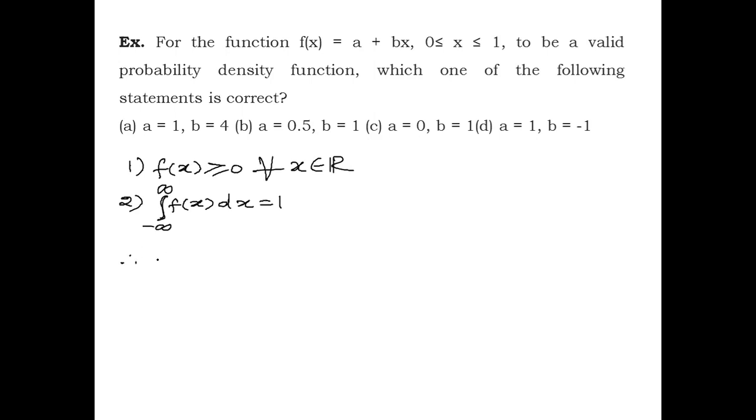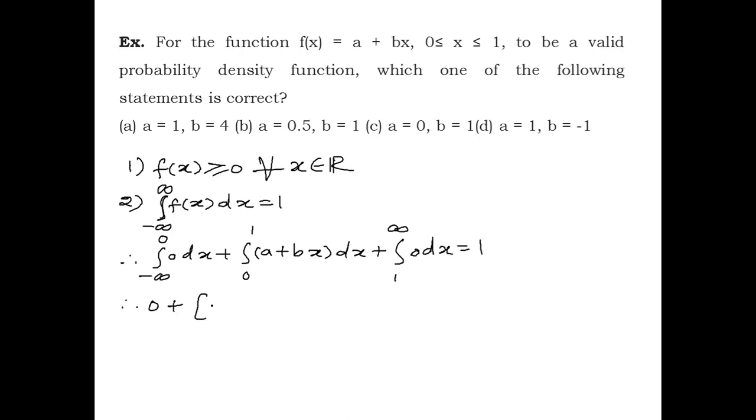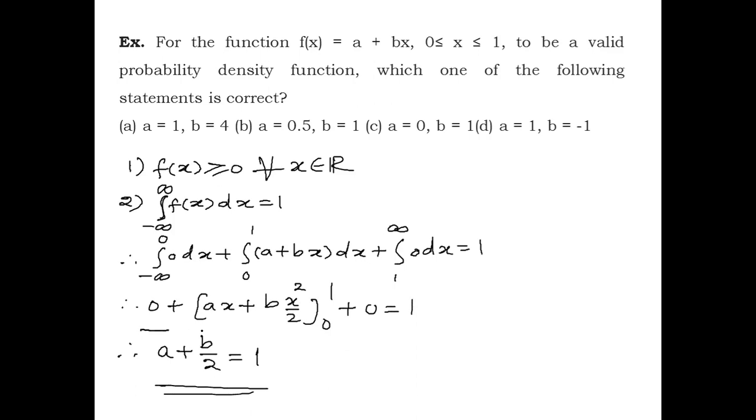Therefore, integration from minus infinity to 0 of 0 dx, plus integration from 0 to 1 of (a plus bx) dx, plus integration from 1 to infinity of 0 dx, is equal to 1. Therefore 0 plus ax plus b into x square by 2 from 0 to 1 plus 0 is equal to 1. Put x equal to 1. So a plus b by 2 is equal to 1. Actually we are getting only one equation and there are two unknowns, so there are infinite number of solutions.